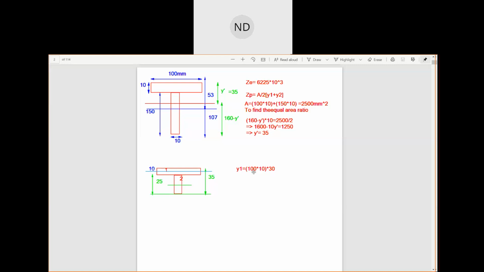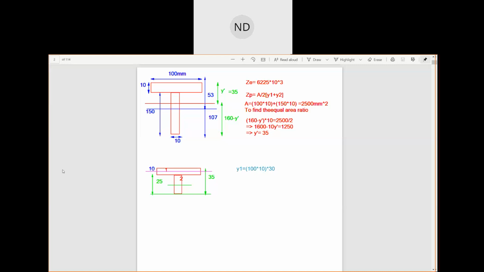So you see now y1, I have written. This first member is how much? 100 into 10 into 30. Why 30? Because the CG of this first member from the equality axis is how much? This is your 25. This portion is 25 plus half of this 10, that is 5. 25 plus 5, 30. That's why 30.